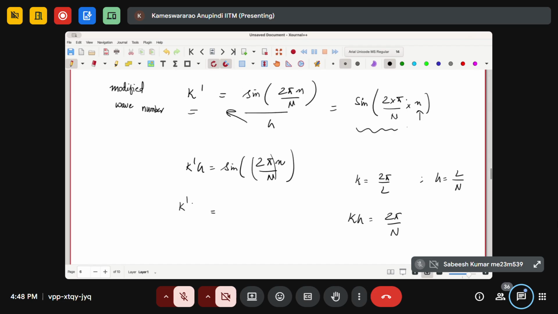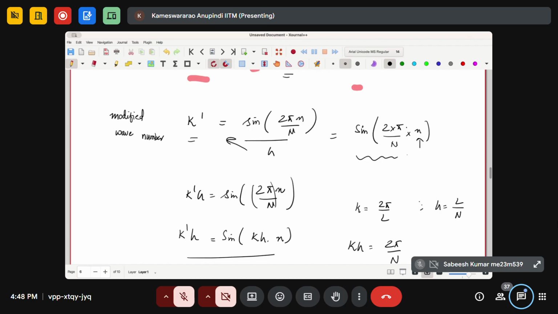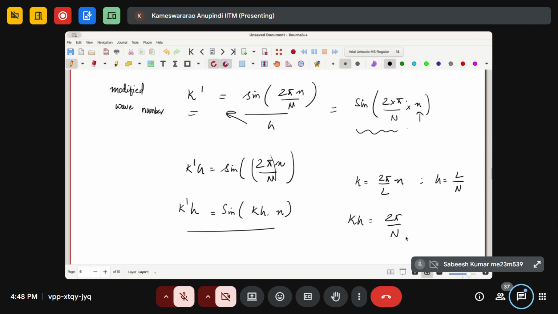So this means k prime h equals sine of kh times n. Will the n also be absorbed? I think the n also should be absorbed somewhere. Oh no, k equals 2 pi n by L, right? I'm studying it for different k values. So if n goes from 0, 1, 2, 3 all the way to N by 2, that's going to give me a range of functions k. So this is already absorbed.